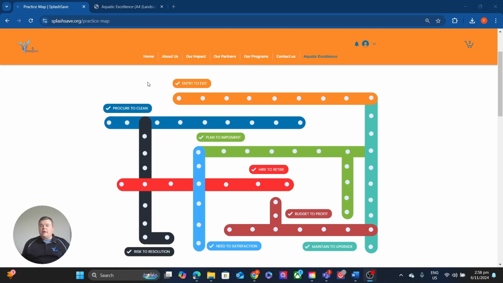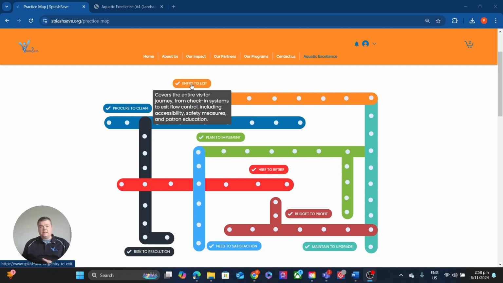Today we're going to be going over the entry to exit processes. What this covers is the visitor's journey through your facility. It's really important that when we're looking at aquatic centres and how the consumers interact with us, how they deal with us, how do we deal with the many numbers of people that walk through the door.